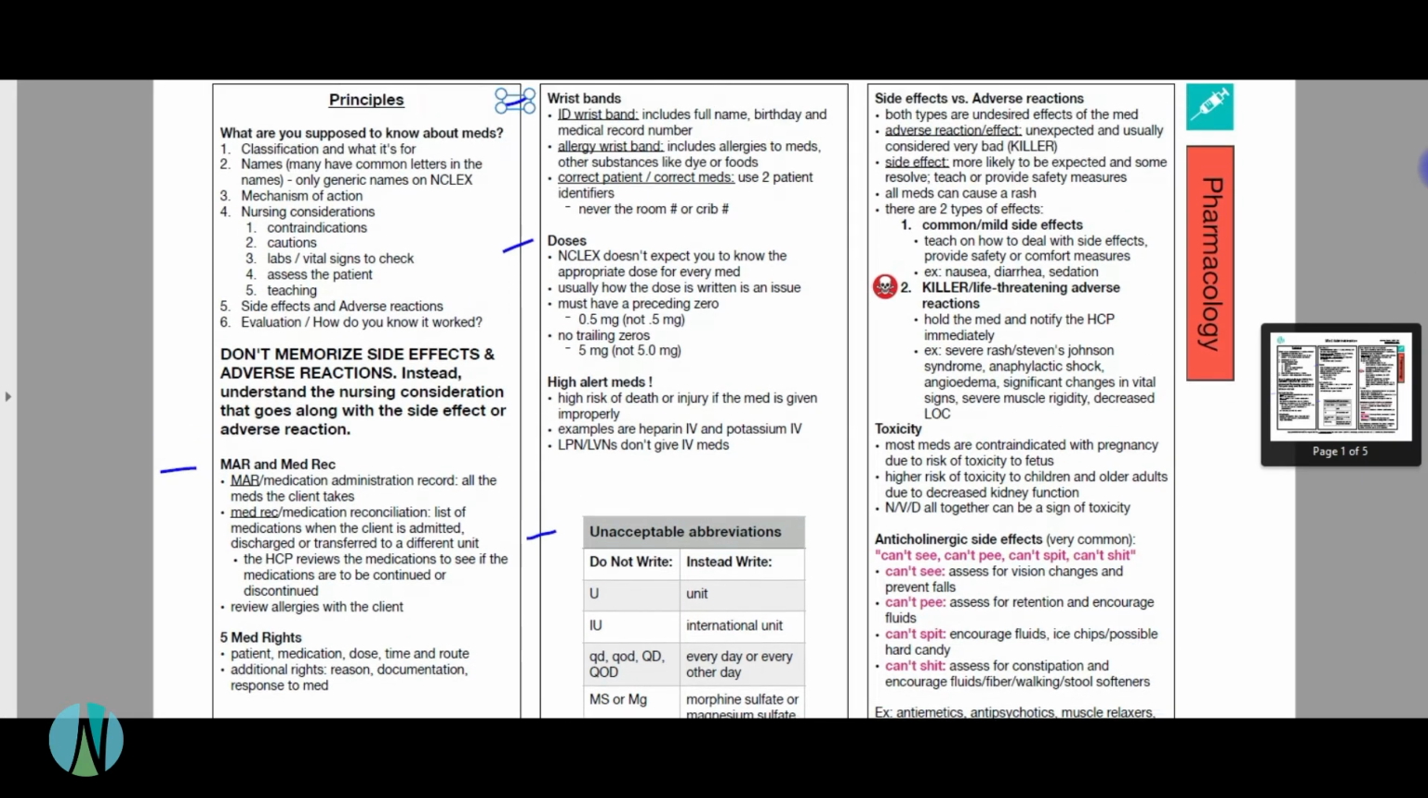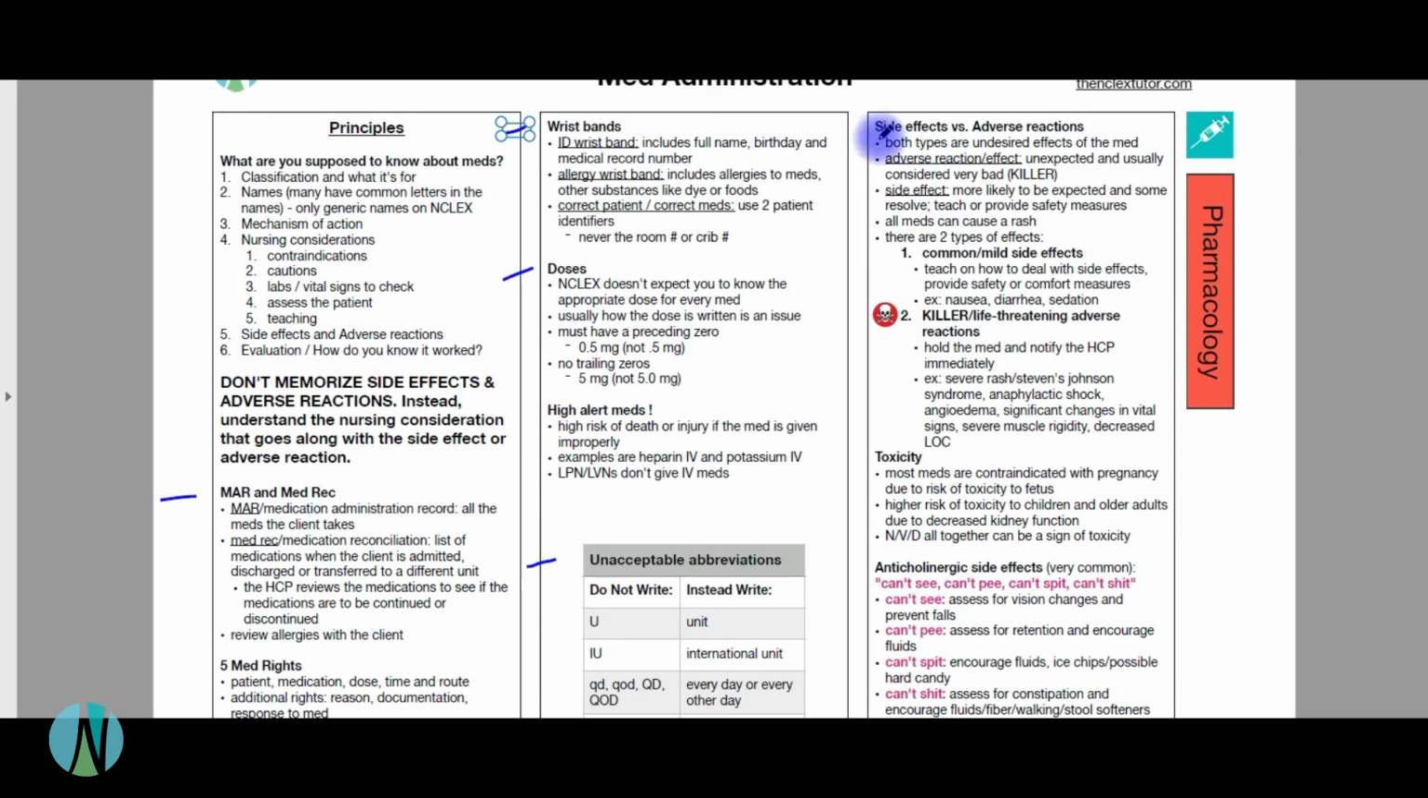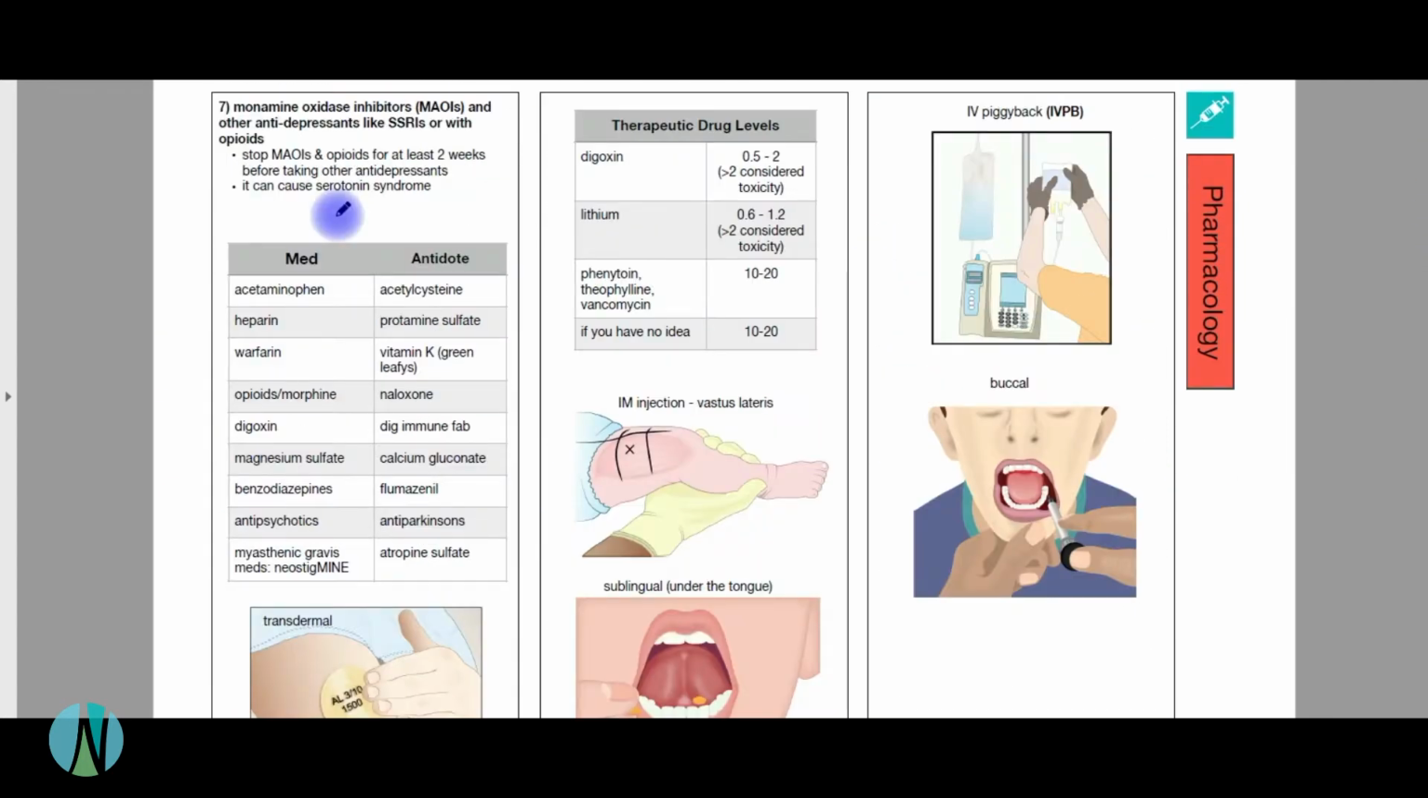So once again, you can go through this and read through the different topics for basic med administration, the meds and the antidotes, therapeutic levels, and of course I put some of the images in there so that you can see what is a buccal med, what is the vastus lateralis part when you're giving an IM injection.